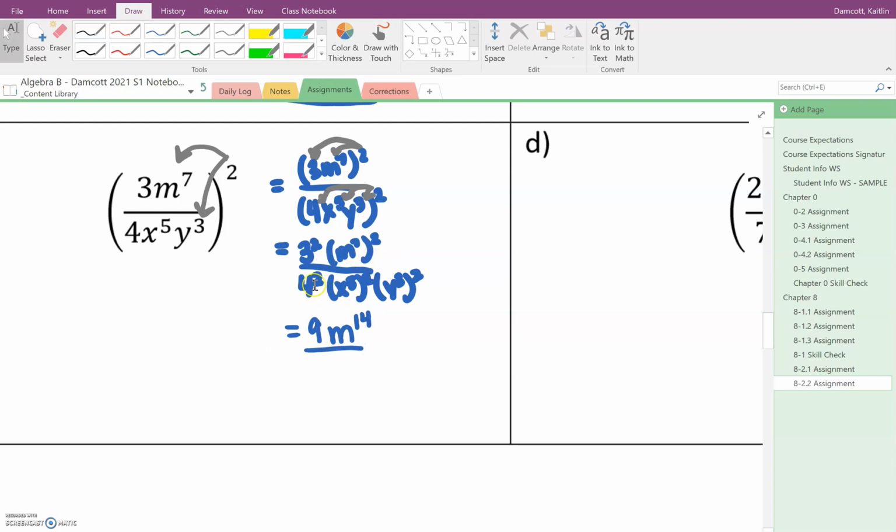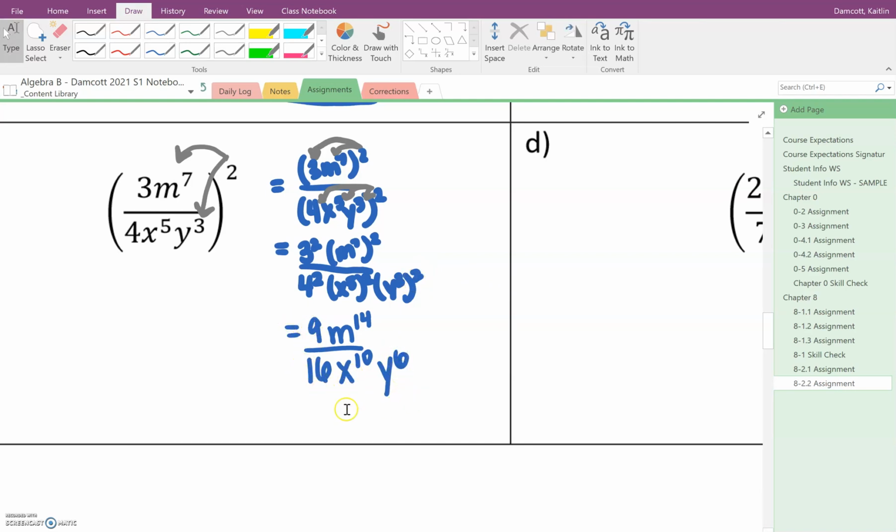On the bottom, we've got 4 squared, so you can think 4 times 4 is 16. X to the 5th squared, we keep our base. 5 times 2 gives us 10. Then we've got y to the 3rd squared, so keep the base, 3 times 2 is going to give us 6. Now this looks pretty good.